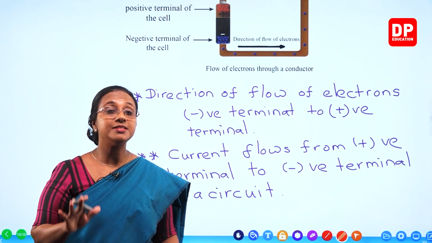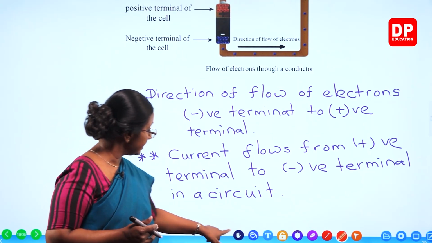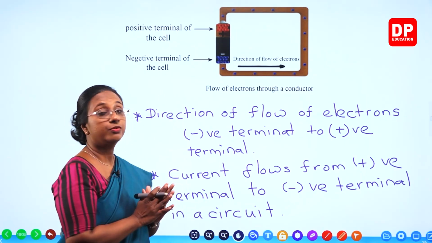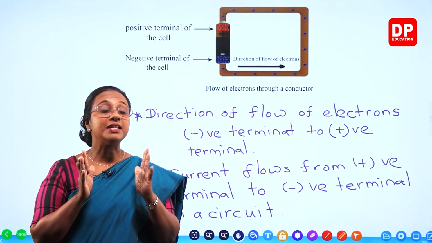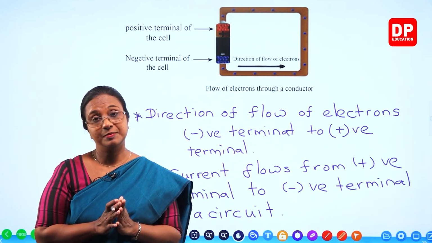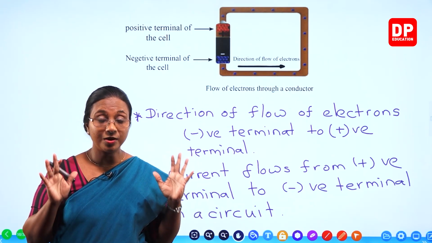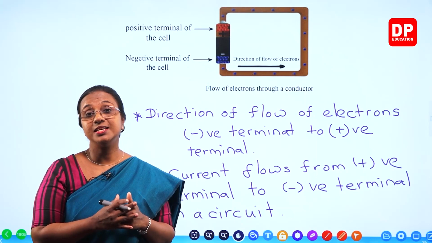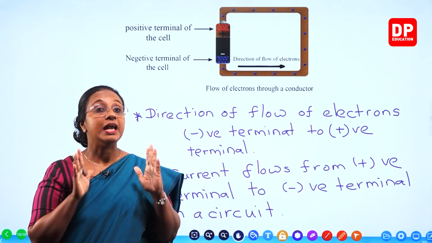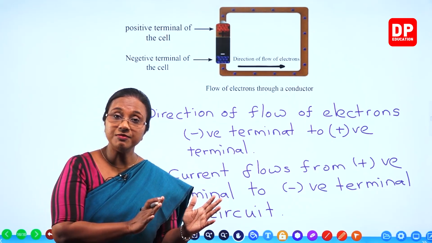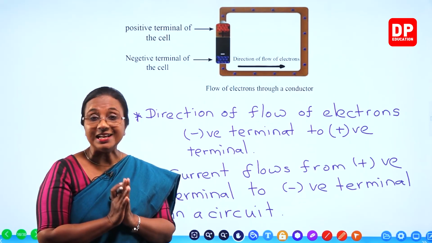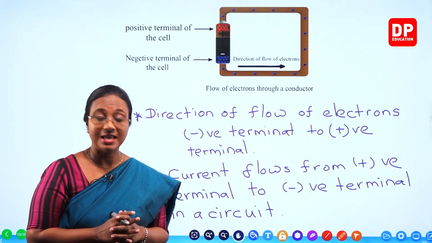Current electricity is the flow of charges, and in this it is the electrons that are flowing. Electrons flow from negative to positive terminal, but the current flow is considered as from positive to negative terminal. I'm sure you all know that. I'm recalling it again and again, emphasizing it so that you will remember it without any confusion. Electrons flow from negative to positive. Current flows from positive to negative. So with that understanding, students, we'll move on to the next slide.